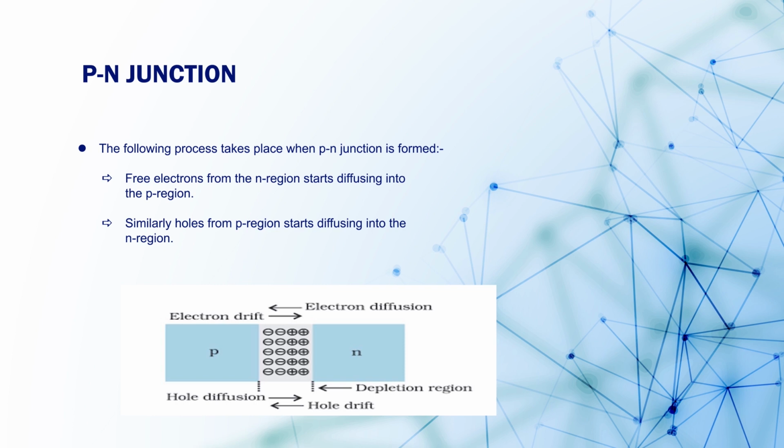Now, what is drift? As we all know, the majority carriers in the N region are the electrons and the minority carriers are the holes. Similarly, the majority carriers in P type are the holes and the minority carriers are the electrons. The movement of the majority carriers, for example from the n region to the p region, is called diffusion. Similarly, the movement of the minority carriers, that is holes from the n region towards the p region, is called drift.